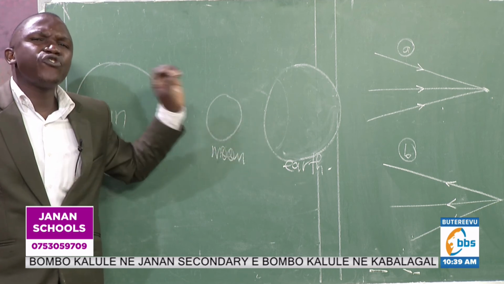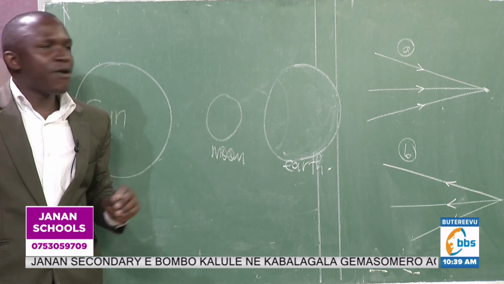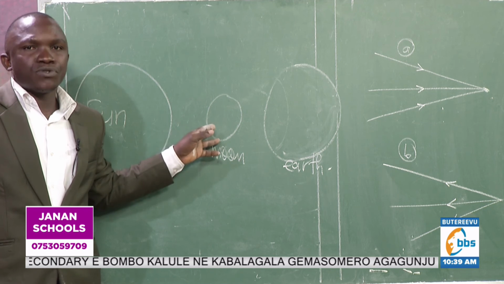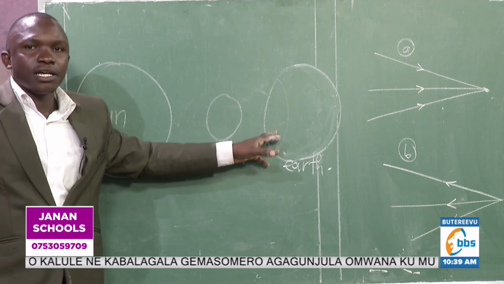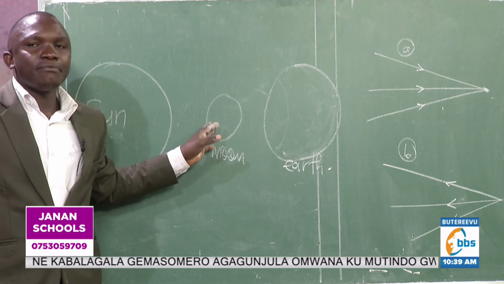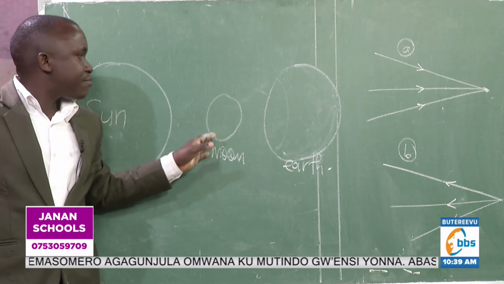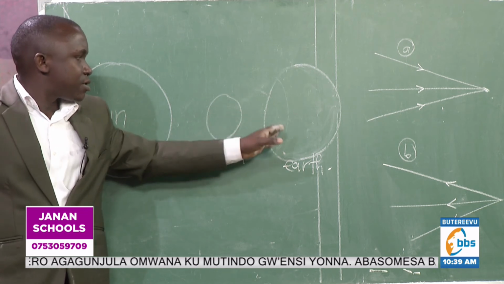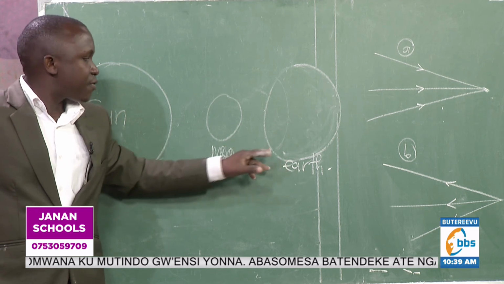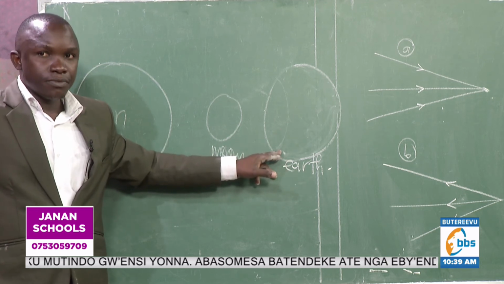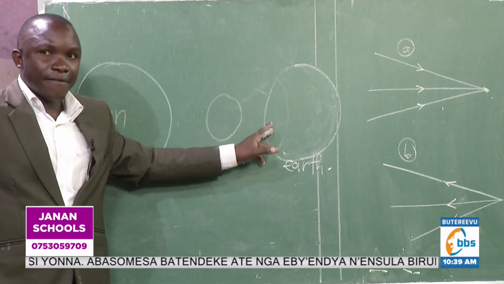The moon is very, very small. In fact, it is about 4,000 times smaller. Okay? 4,000 times. That is in order if you want to get the size of the earth. I'll give you the size of the earth before we end our lesson. So the shadow will be seen on the earth.